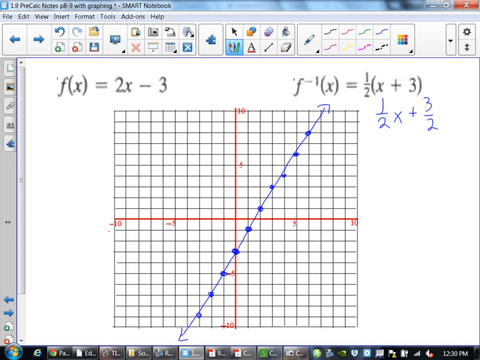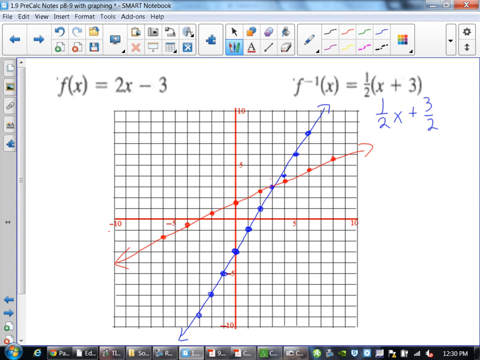So if I start at 1.5, I go up 1 over 2, up 1 over 2, up 1 over 2. Now, it's going to be tough to tell from just the graphs until we pick out ordered pairs. I distributed the 1/2 and wrote the slope-intercept form of the graph.